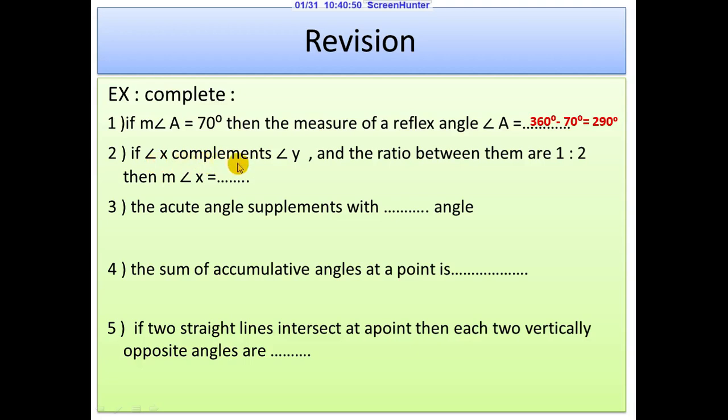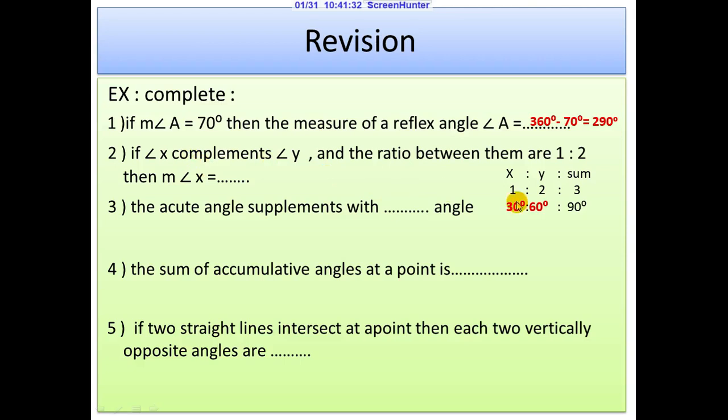If angle X complements angle Y, what is the meaning of complements? It means their sum equals 90 degrees, and the ratio between them is 1 to 2. Then the measure of angle X equals what? To find the measure of angle X or angle Y, we must do these steps. We write X and Y and the sum, and write the ratio under each other. The ratio of X is 1, the ratio of Y equals 2, and their sum is 3.